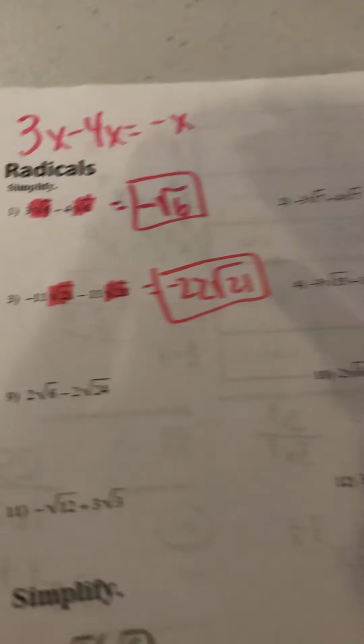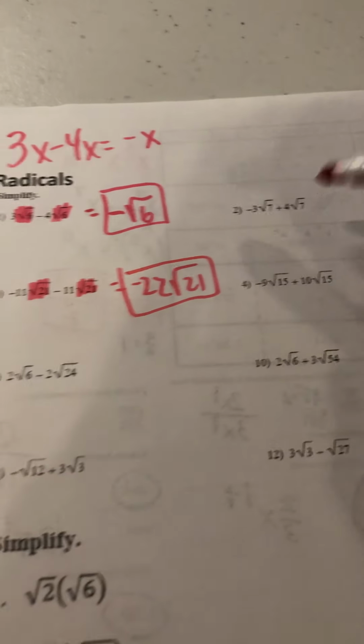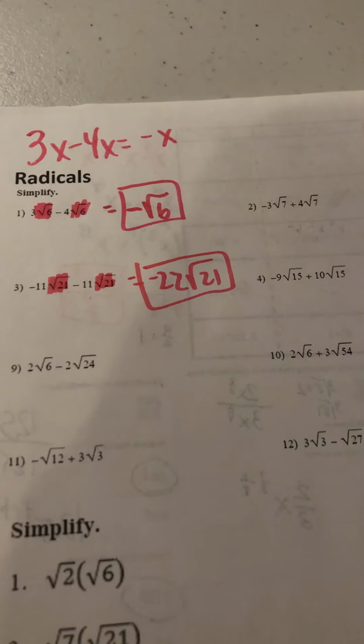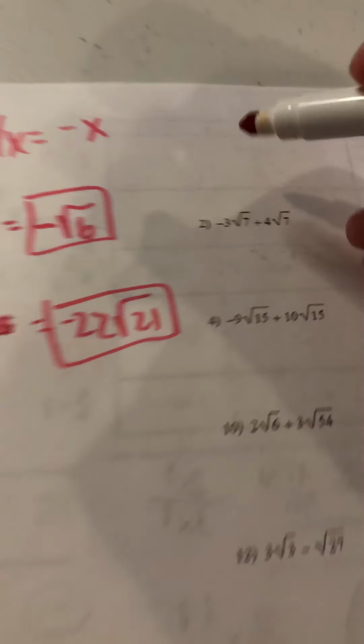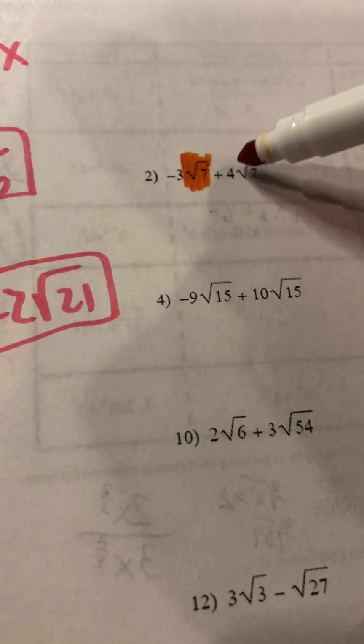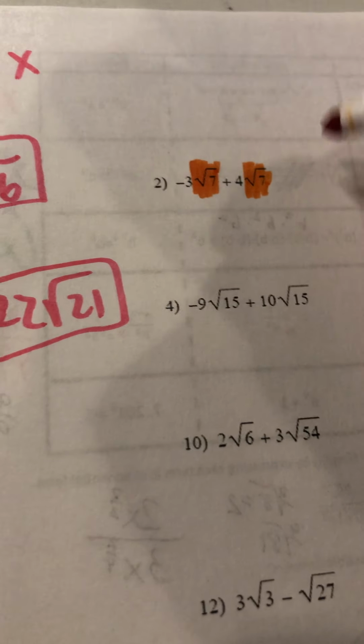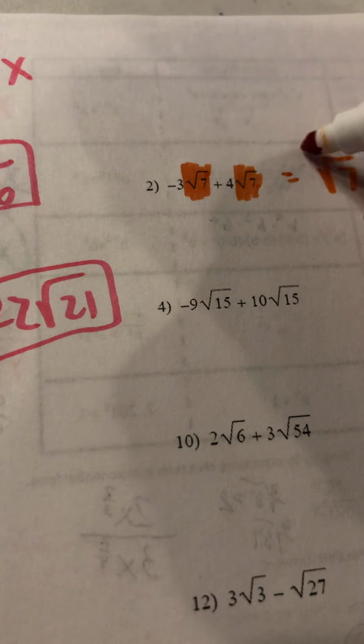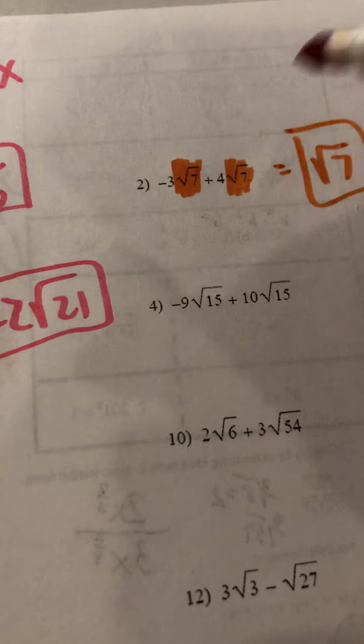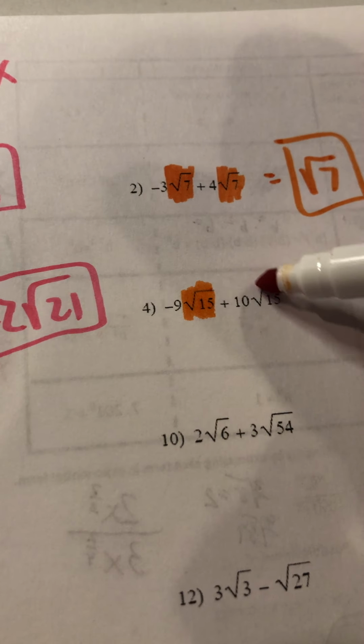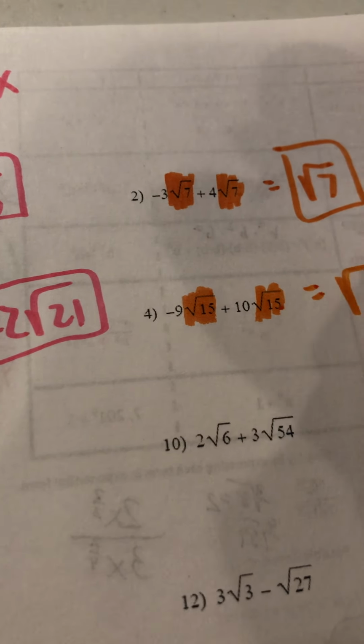So then I want you guys to try these. Pause it and try it. Okay, so again, because this is rad 7 and this is rad 7, negative 3 plus 4 is 1 rad 7, or just rad 7. Same thing right here, negative 9 plus 10 is 1 rad 15.